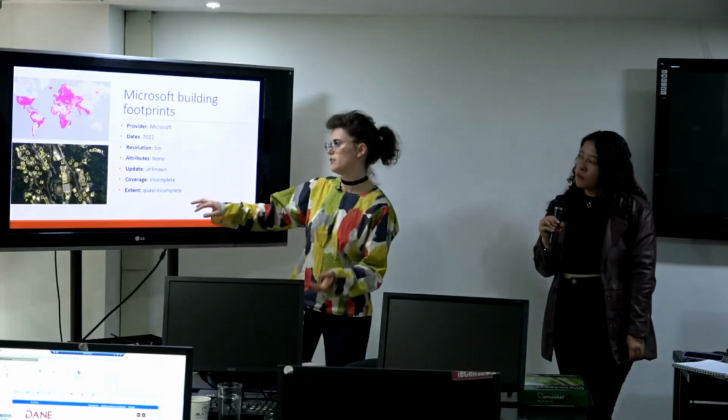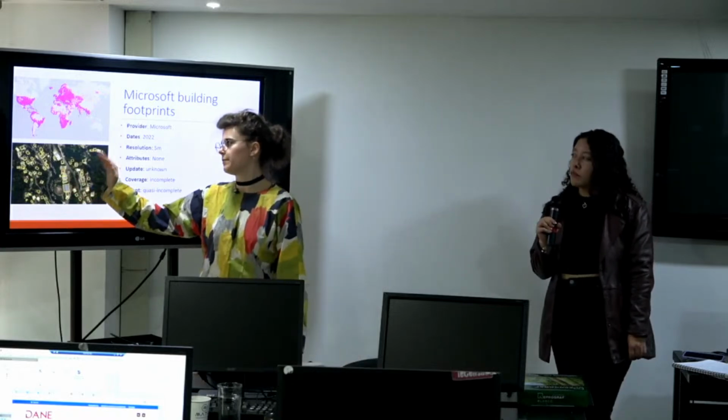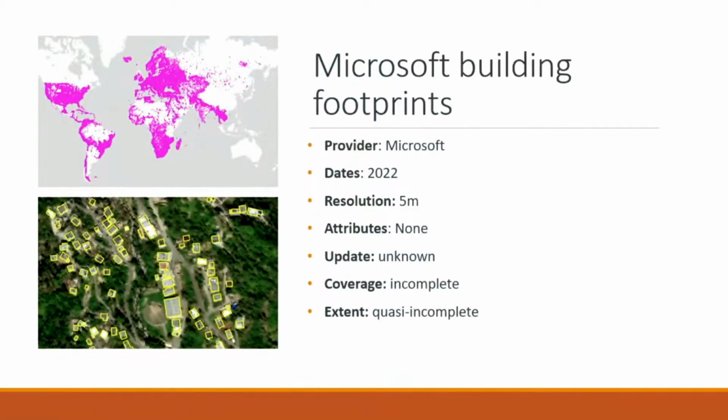So the building footprints are the ones where it's not a map, a gridded map, but it's really the delineation of the building. So now we are going to talk about the delineation of buildings, the footprints per building.